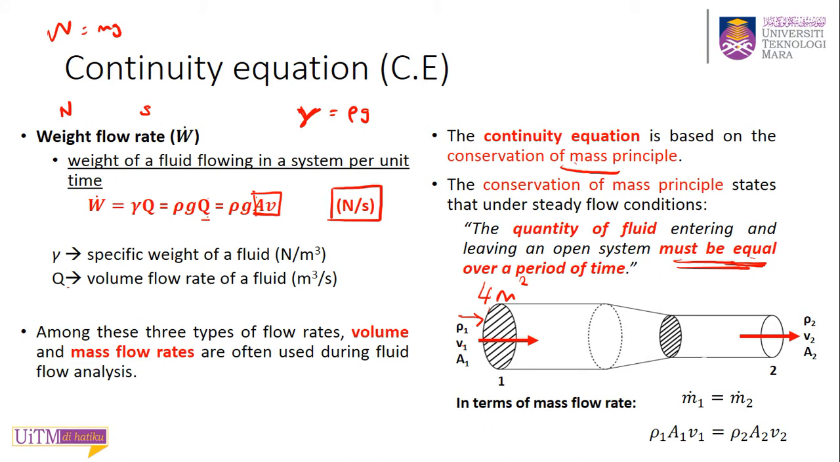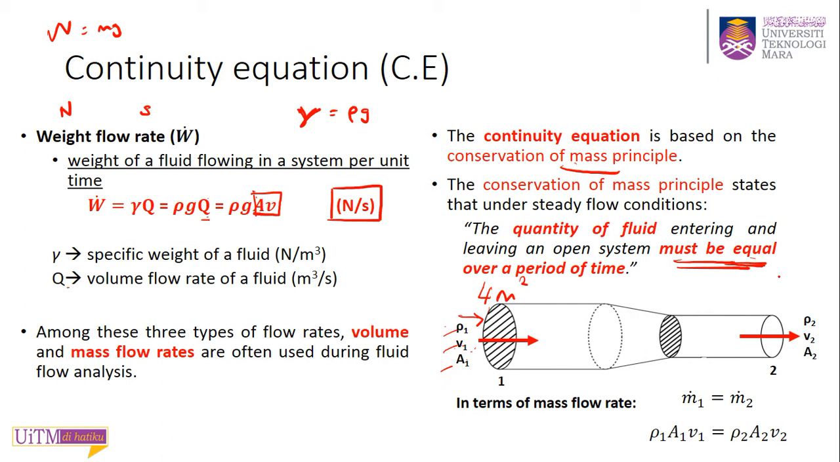So in terms of mass flow rate, these things are not all the same. A1, V1, V2 are not the same. It's different. The area at point 1 is different from the area at point 2. The velocity at point 1 is different from the velocity at point 2. But the multiplication of that, V times A, is volume. So that volume entering the inlet must be equal to the volume exiting the outlet. That's what it means by equal.